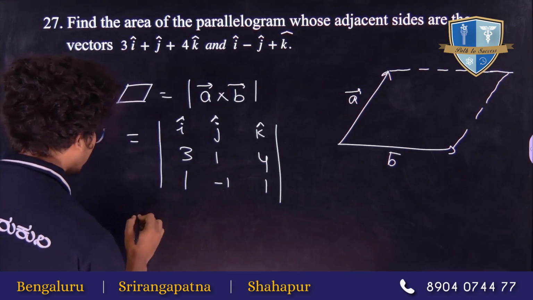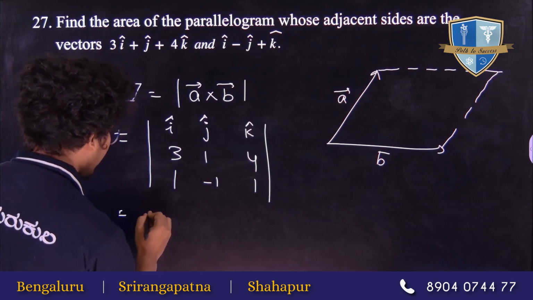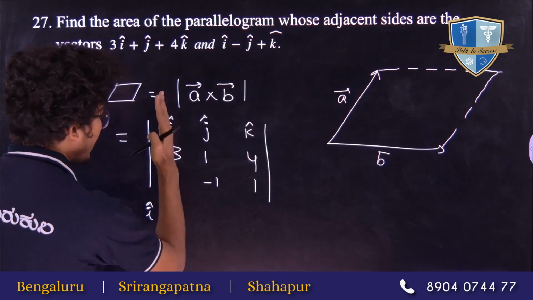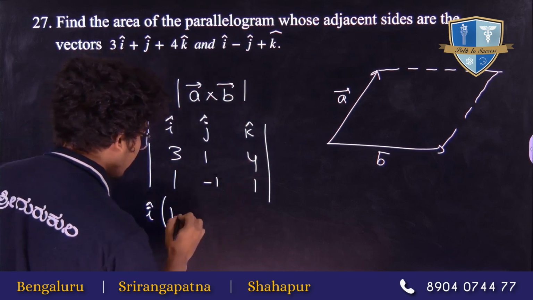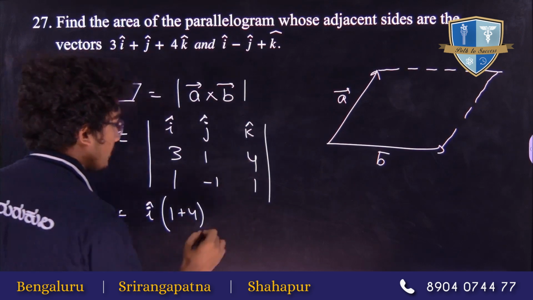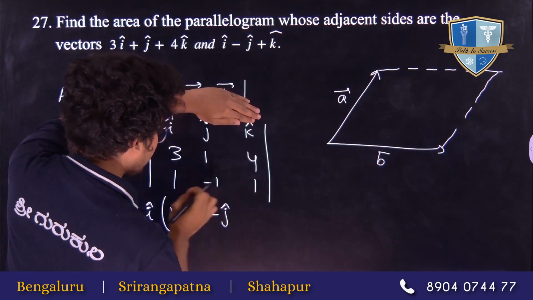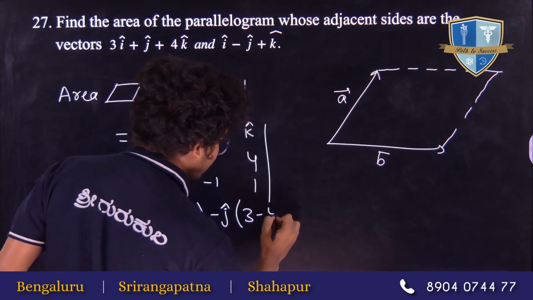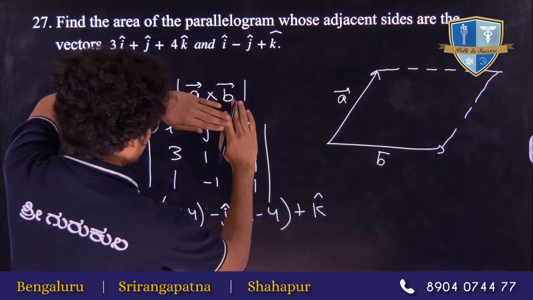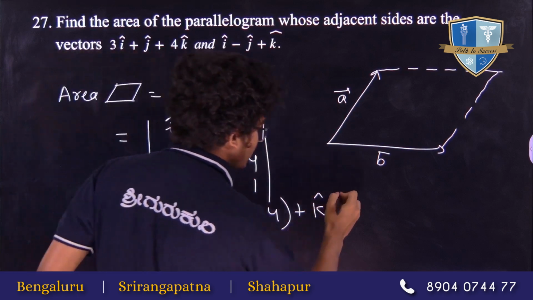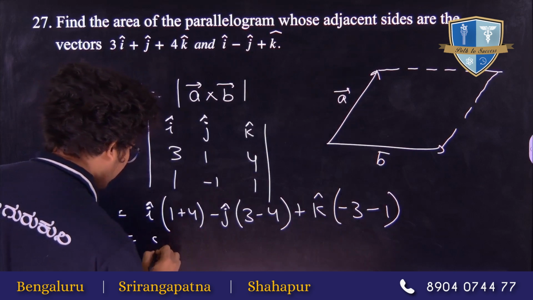So this will be equal to i cap. Now we'll hide this. So 1 minus 4, so it will be 1 plus 4. Correct? Minus j, and we'll hide this and this. So 3 ones are 3 minus 4. This will become 3 minus 4, plus k cap. And this will hide. So minus 3 minus 1. This will become minus 3 minus 1. This is equal to 5i cap.